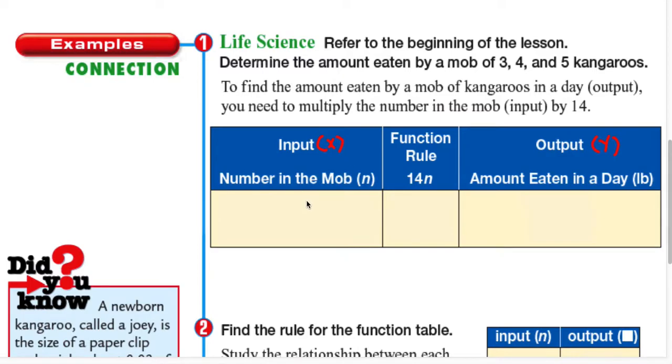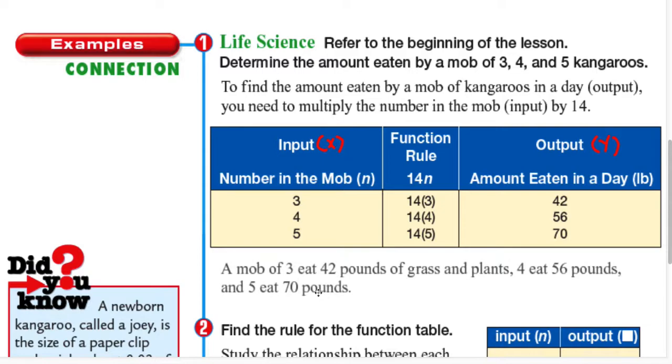So let's take a look at our example, and let's say we have 3 kangaroos. Applying the function rule, we multiply 3 by 14. The amount eaten in a day by 3 kangaroos in a mob will be 42 pounds. 4 kangaroos will be 14 times 4, which will give you 56. And finally, 5 kangaroos, which is 14 times 5, will give you 70. So a mob of 3 can eat 42 pounds of grass and plants, 4 eat 56 pounds, and 5 eat 70 pounds.